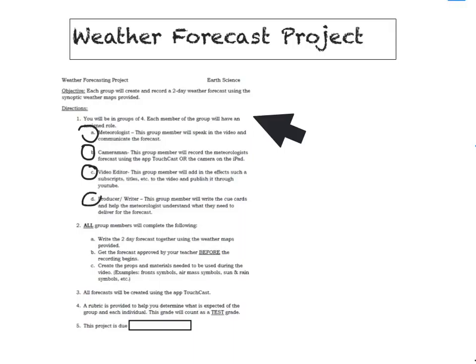And then the other person is going to be the producer/writer. This person's going to help the meteorologist, maybe create cue cards to hold up so the person can read them, and make sure the person is following the plan for however you wish to execute that 2-day forecast. If you're using props, they'll say when to use them, kind of the overseer to make sure that 2-day forecast gets delivered the way you as a group want it to be. So please stop the video and assign each person that role.